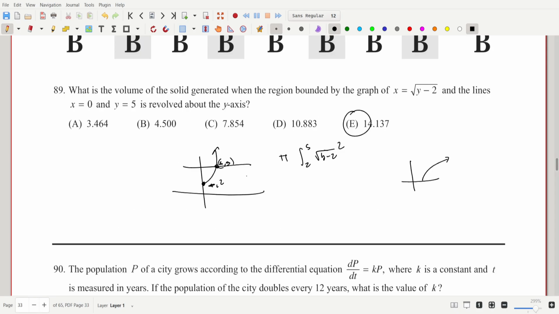another way to do this is to just ignore this y variation. Just do y equals root x minus 2 and revolve around the x-axis. That'll be the same.